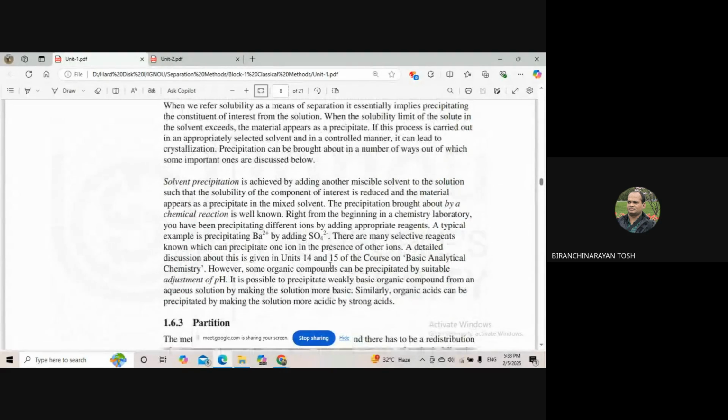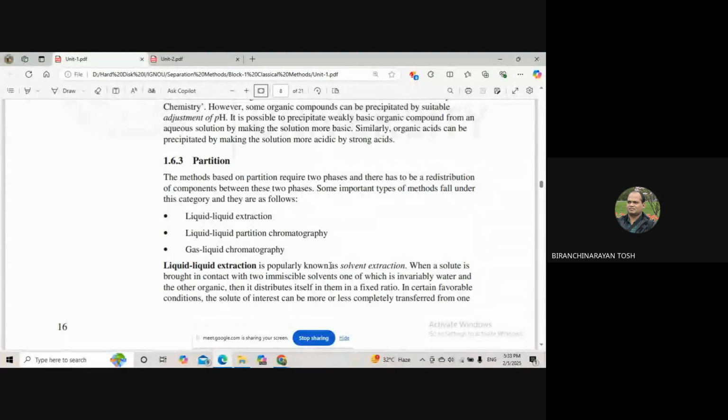Then after solubility you have the partition. Partition means depending upon the adsorption or the mixing of one component with different solvents. This method is based on partition, which requires two phases, and there has to be a redistribution of components between these two phases. Some important types of methods are liquid-liquid extraction, liquid-liquid partition chromatography, and gas-liquid chromatography.